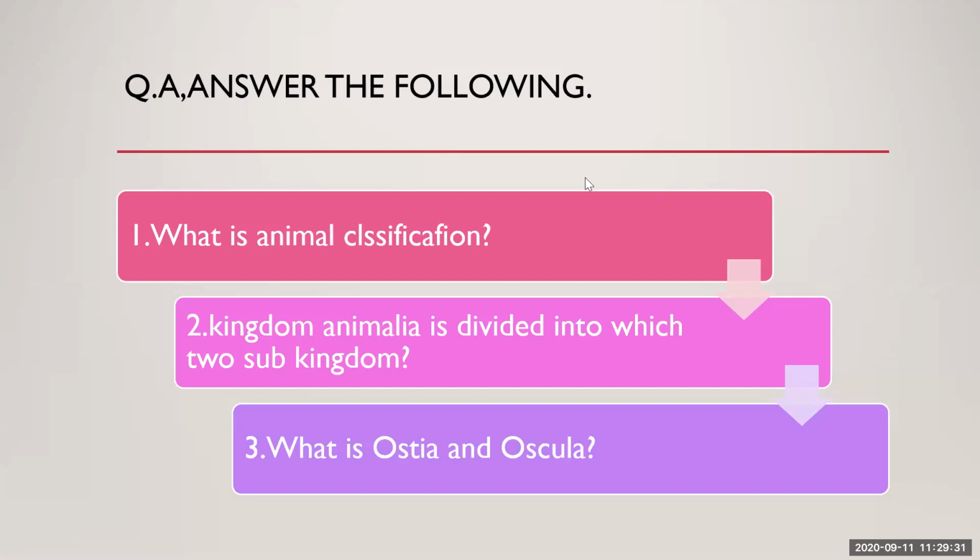We'll go for the next: what are ostia and oscula? Here I can see Anjali. Can you give your answer? Yes, miss. The pores on the body of sponges are called ostia. Yes. Very good, Anjali. You have given a correct answer. Mute yourself. So students, I think I have covered your chapter till Porifera.